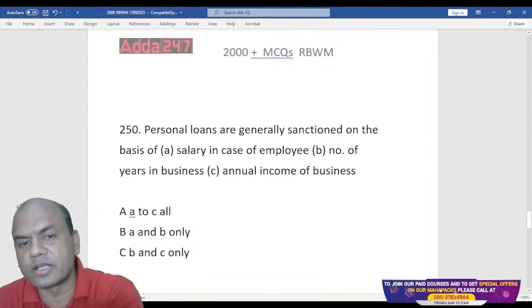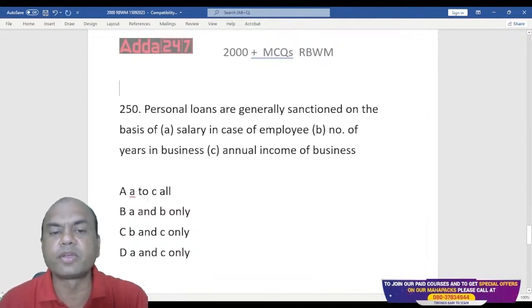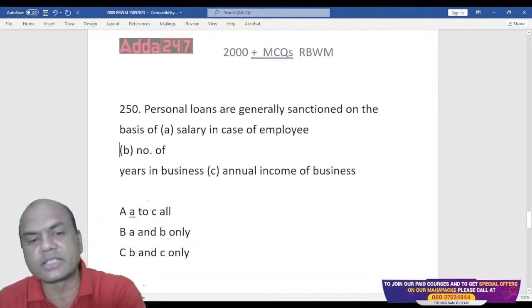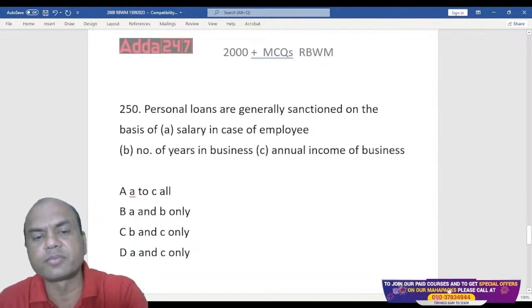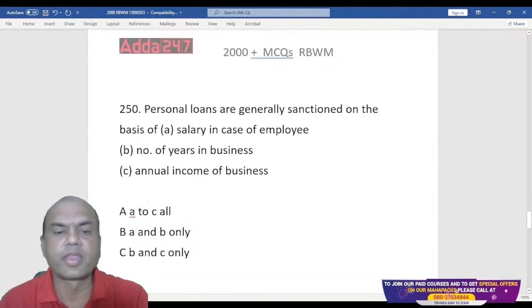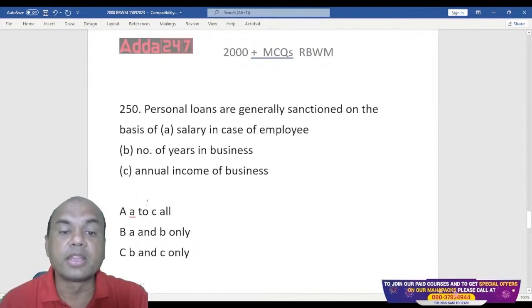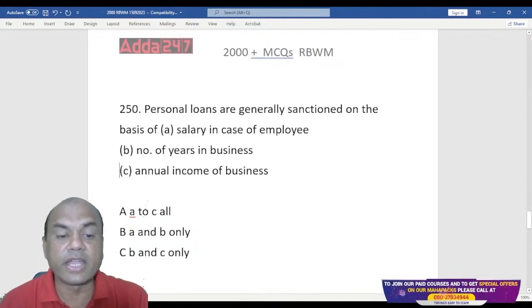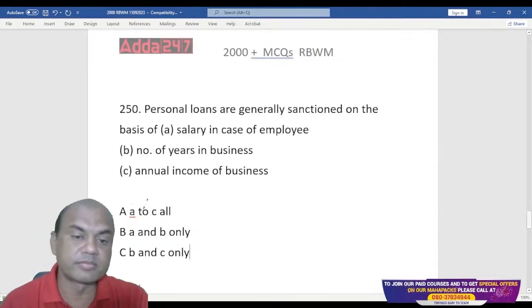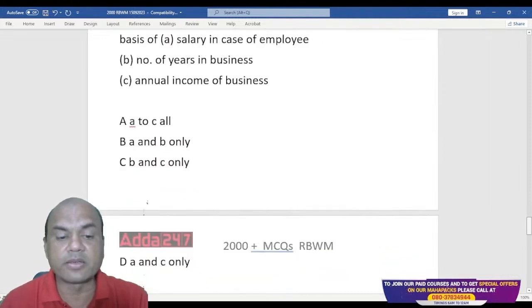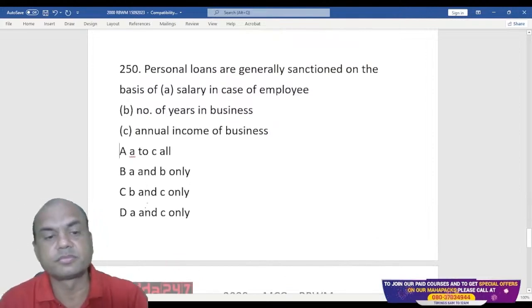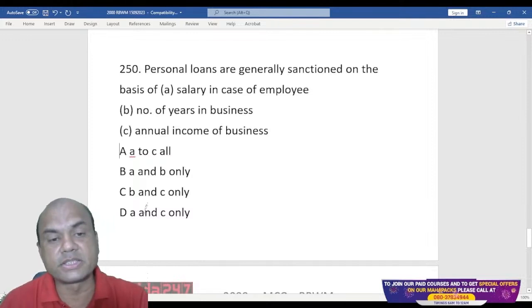Personal loans are generally sanctioned on the basis of salary in case of the employee, number of years in business, annual income of the business. So personal loans are generally sanctioned on the basis of what? Salary in case of employee, number of years in business, and annual income of the business. So is it A to C all, or is it A and B only, or is it B and C only? So what is it? It is sanctioned on the basis of everyone.